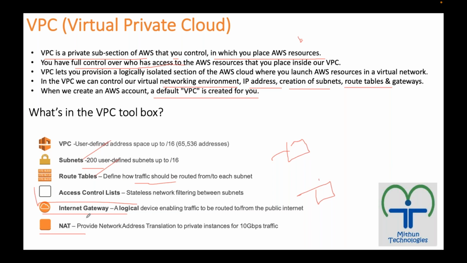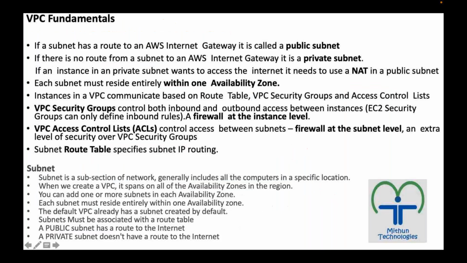So what is this IGW? IGW is a virtual router. It will enable internet connectivity to your VPC. Let me quickly recap. If a subnet has a route to the internet gateway, that subnet is called a public subnet. But where can I define the route between IGW and subnet? In the route table. If there is no route from the subnet to IGW, what type of subnet is it? Private subnet.